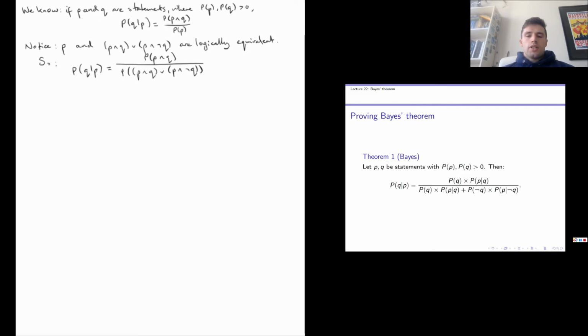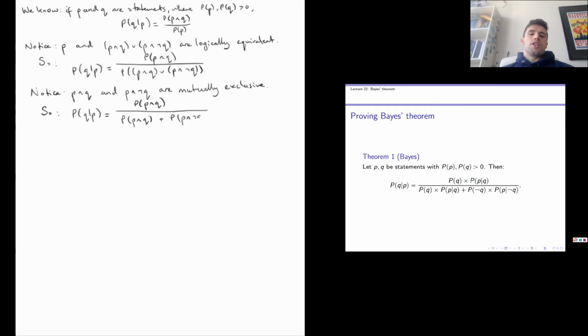The second thing we notice is that P and Q and P and not Q are mutually exclusive. This again can be checked using truth tables, and so in light of that we can apply the special disjunction rule to the complex statement in the denominator. And doing that we obtain the probability of Q given P equals the probability of P and Q divided by the probability of P and Q plus the probability of P and not Q. The probability of a disjunction of mutually exclusive statements, remember, is just the sum of the individual probabilities.